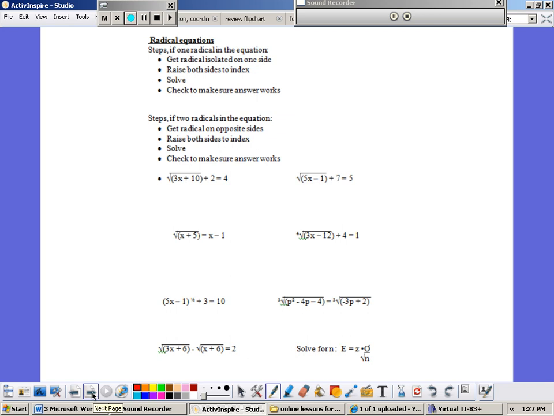Okay, radical equations. Anytime you have a radical equation and you want to solve it, you have to get the radical by itself. That's the first thing you have to do. Once the radical is by itself, you raise both sides to its index. You solve it, and then make sure it works.